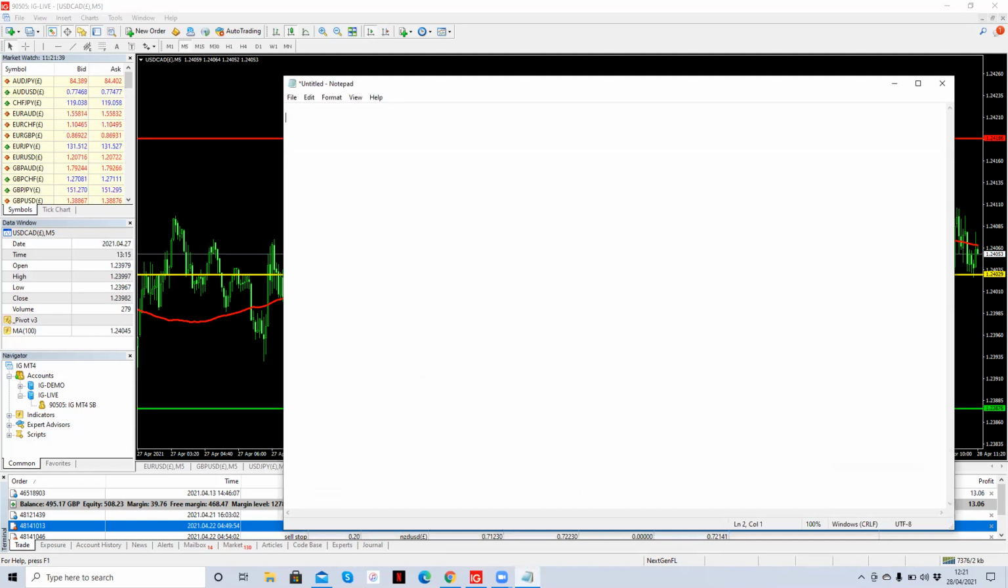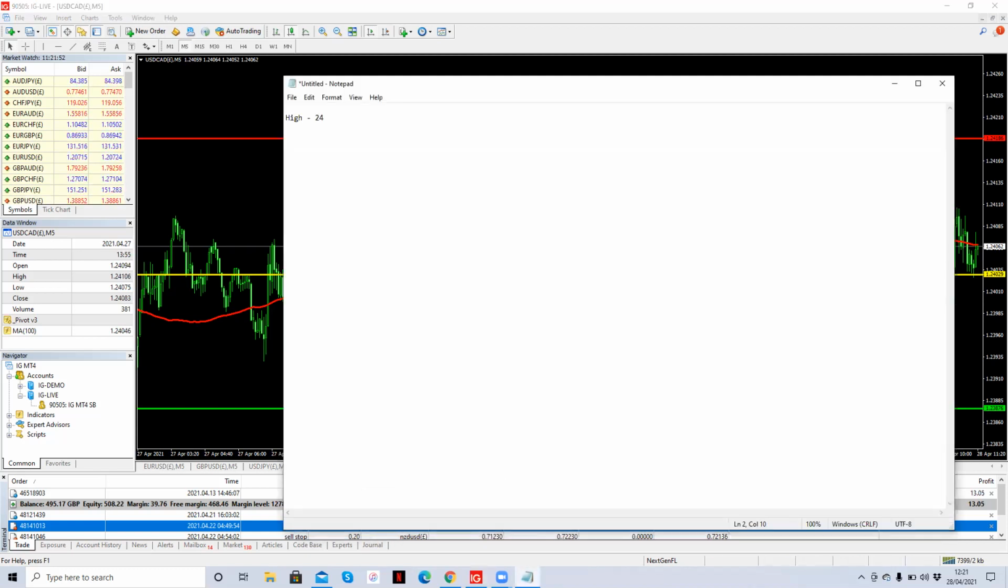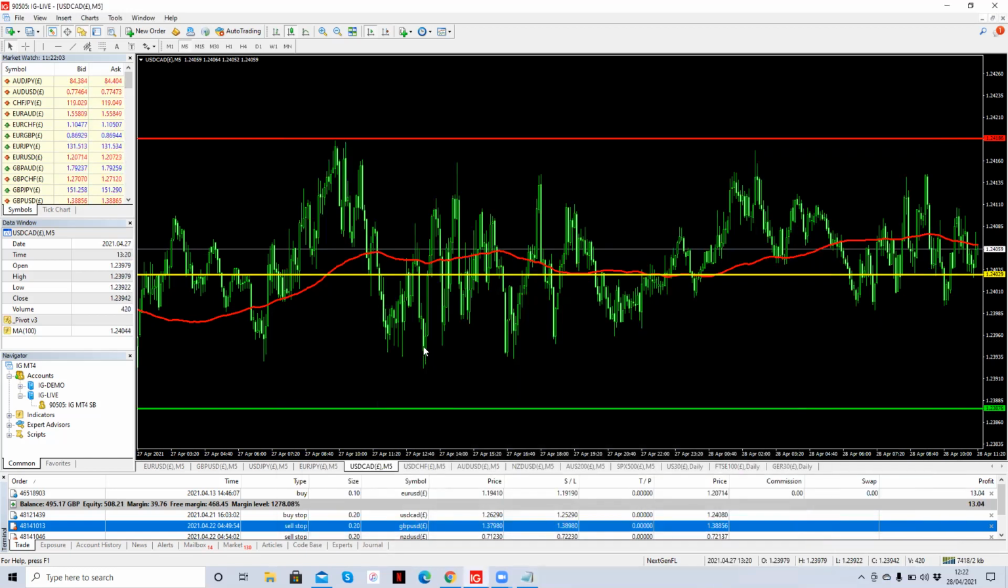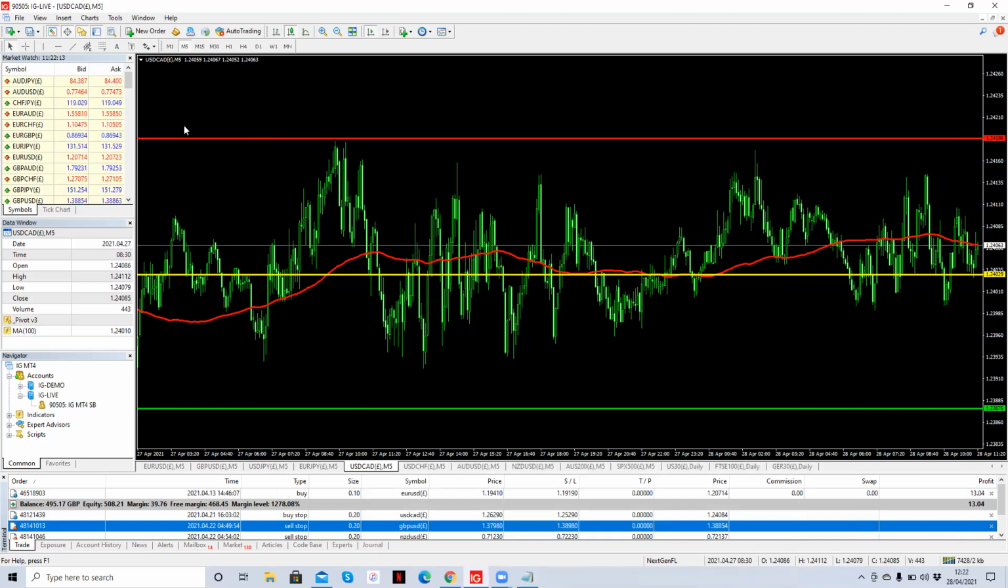Don't worry, it might be different from your own parameters, so just go with your own parameters. So that high point is 1.24183, but like I said, I'll round it up to 1.2419. And then the low point will be that there. That low there is 1.2392. And then, like I say, bring up your horizontal line.